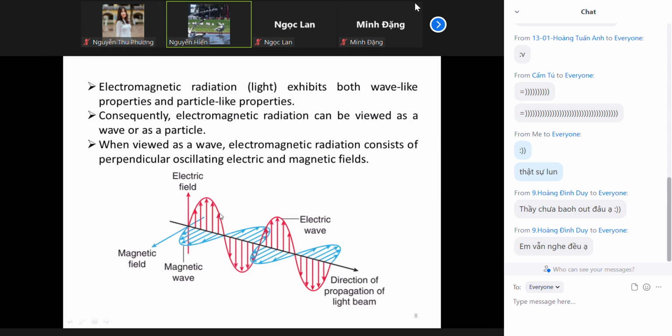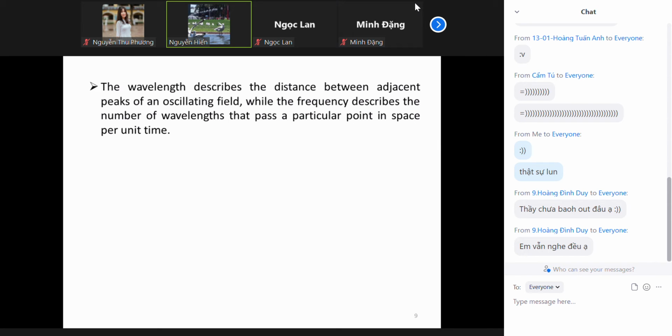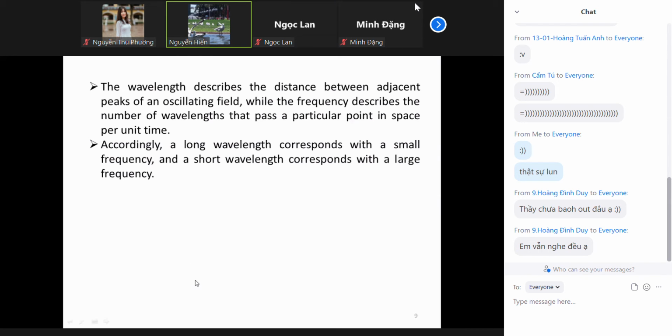So the red curve represents the electric wave, and the blue curve indicates the magnetic wave. And these two components are perpendicular to each other. And also they are perpendicular to the direction of propagation of the light beam. Okay, so wavelength describes the distance between adjacent peaks of an oscillating field, while the frequency describes the number of wavelengths that pass a particular point in space per unit time.